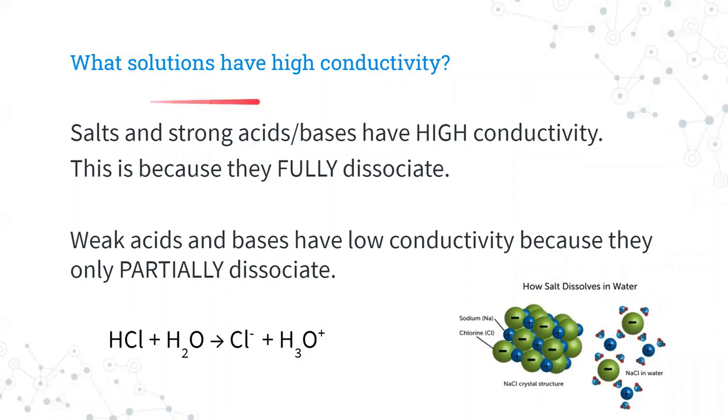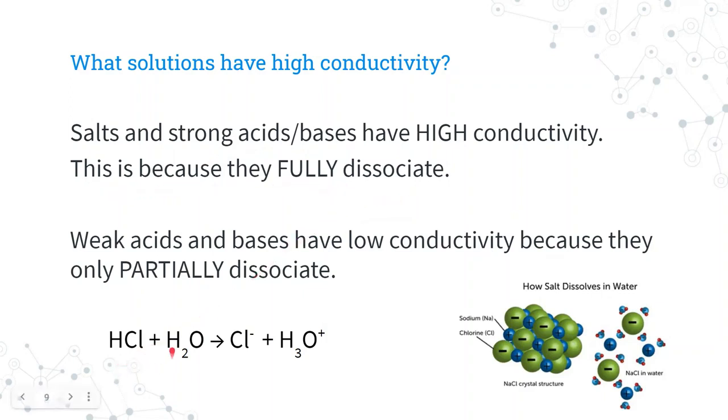So what type of solutions have high conductivity? Well, as we said before, a solution with a lot of ions is going to have quite high conductivity. These include salts, strong acids, and strong bases. But why exactly do they have higher conductivity? Well, it's because they fully dissociate.